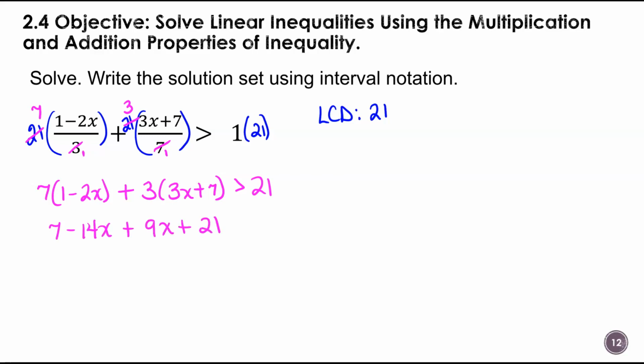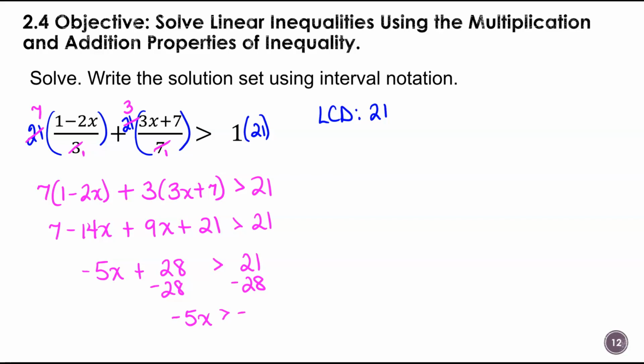And so 7 minus 14x plus 9x plus 21 is greater than 21. We're going to combine our like terms. We have negative 14 and 9. Negative 5x plus 28 is greater than 21. Be careful with your signs. Notice the 14 is negative, the 9 is positive. And then we're going to subtract 28.